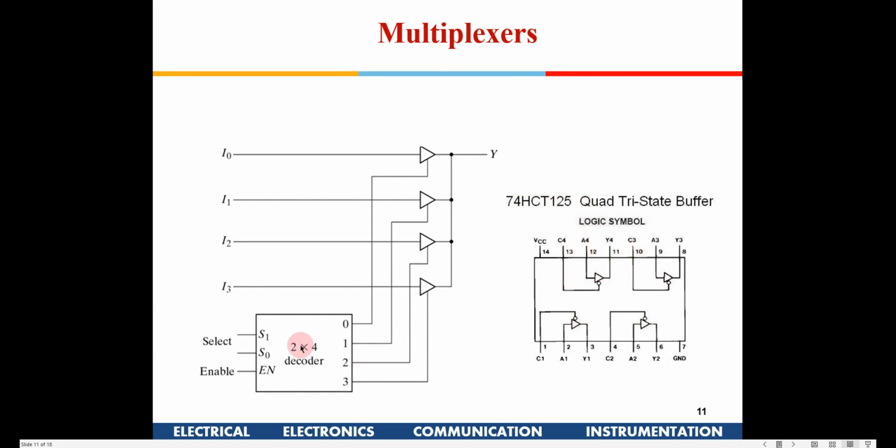So along with this you have to use one decoder. So if you have a decoder and a tri-state buffer IC, you can make a multiplexer, you can assemble a multiplexer. Otherwise, multiplexer ICs are also available directly.